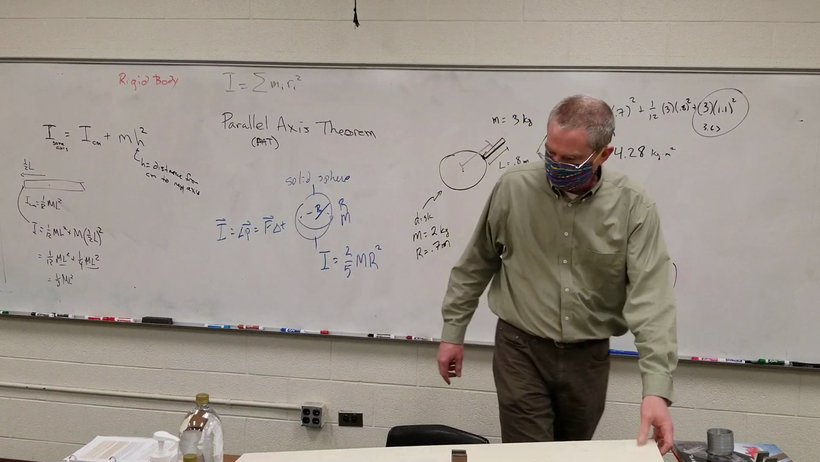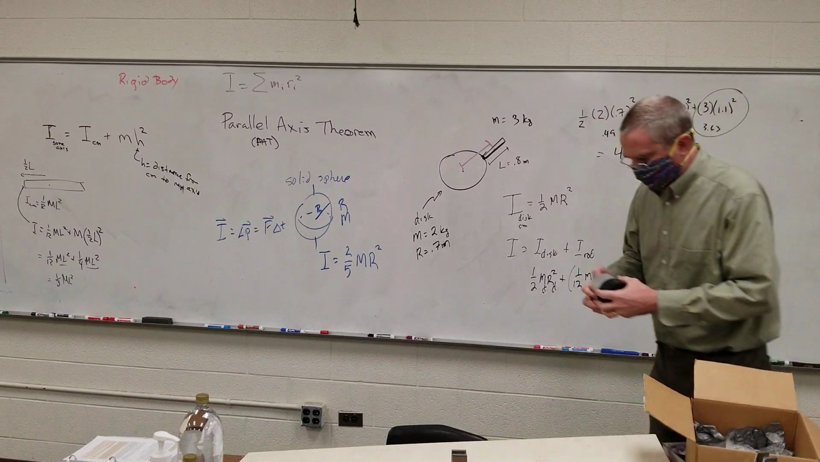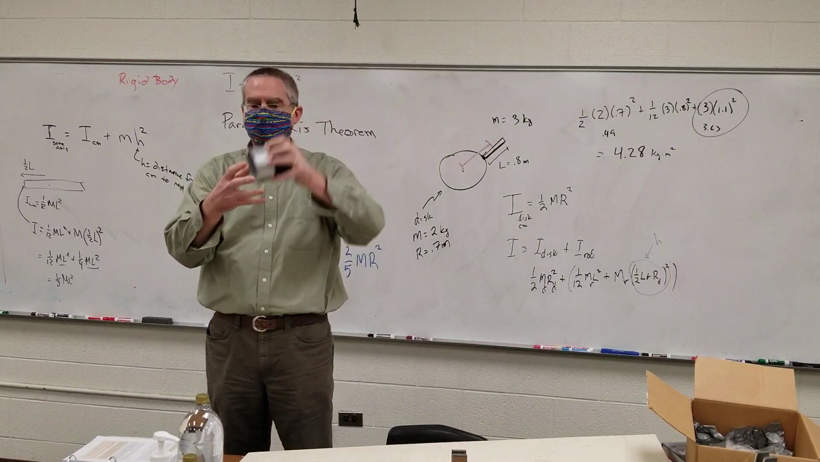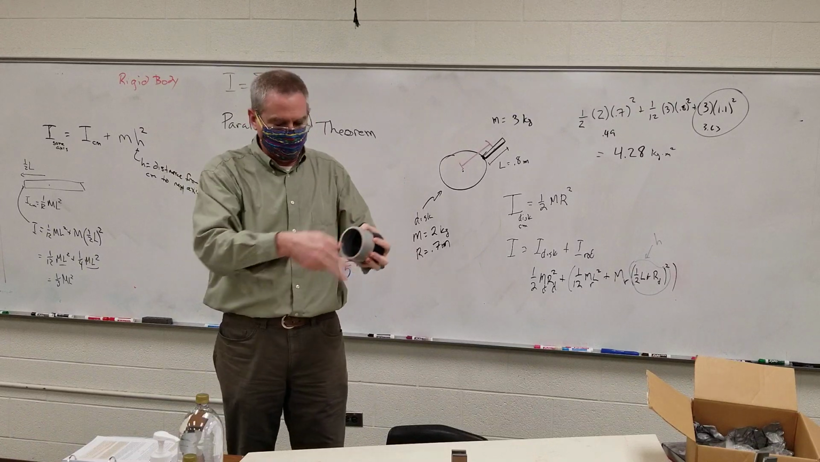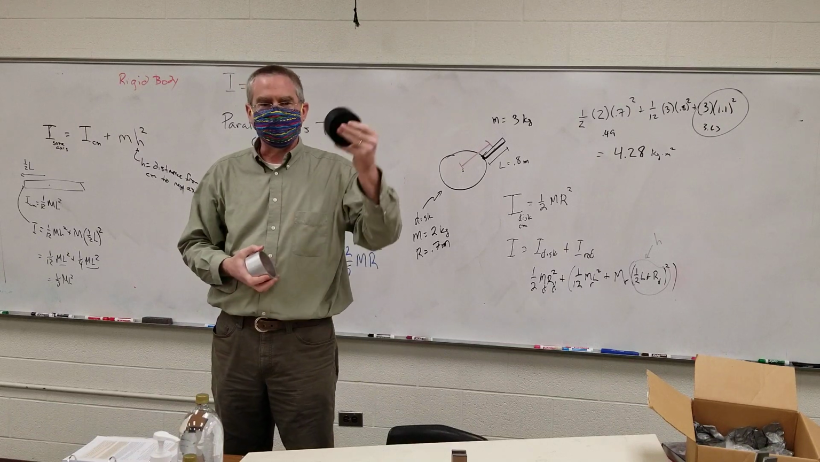All right. Now something to roll. So let's start out with, there we go. All right, so I've got a hoop and a solid disc. They have the same radius. If I roll them, which will get to the bottom first? Solid disc.